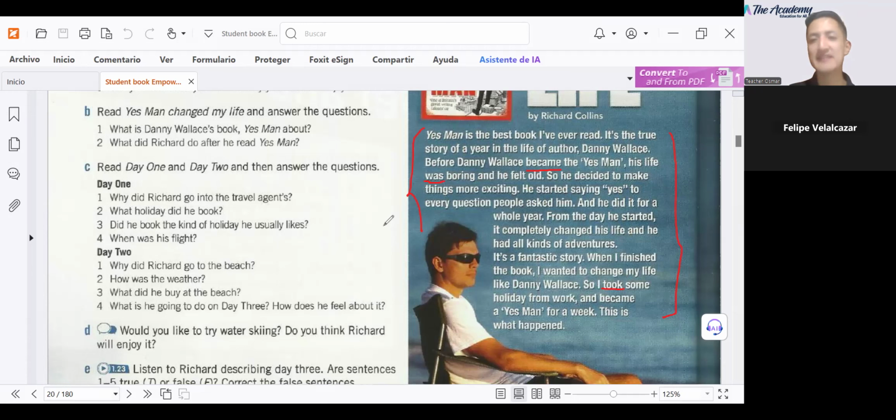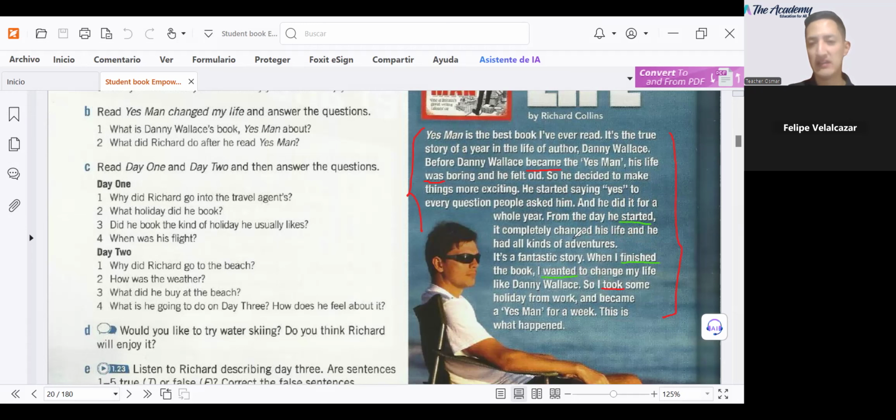Okay, excellent. So now tell me, Felipe, which are regular verbs. Wanted. Wanted is regular. Regular, because it ends in ed. Wanted. Finished. Finished, okay. Started. Started. Exciting, this is more like an adjective.